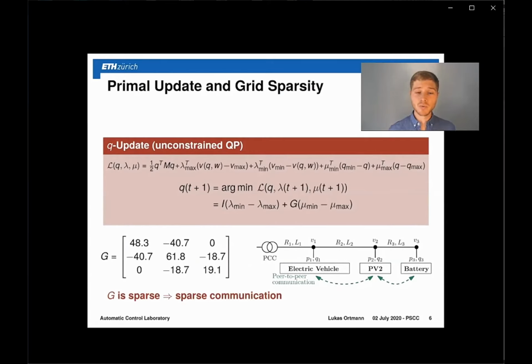And so for a specific network that we're analyzing in this paper, that we're going to have hardware results for later on, we have that the PV2 only needs to communicate with the electric vehicle and the battery, so with both other nodes, but the electric vehicle doesn't need to communicate with the battery and vice versa. And that's the reason we have a zero here and a zero here.